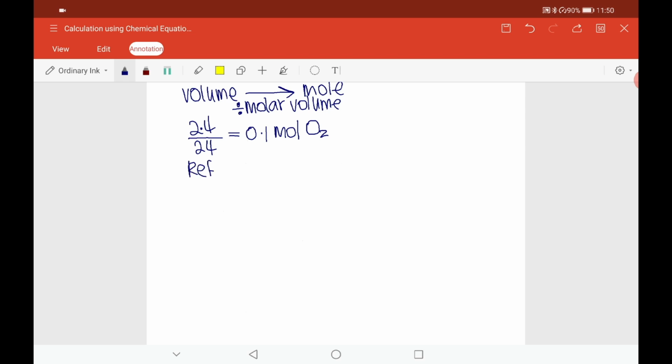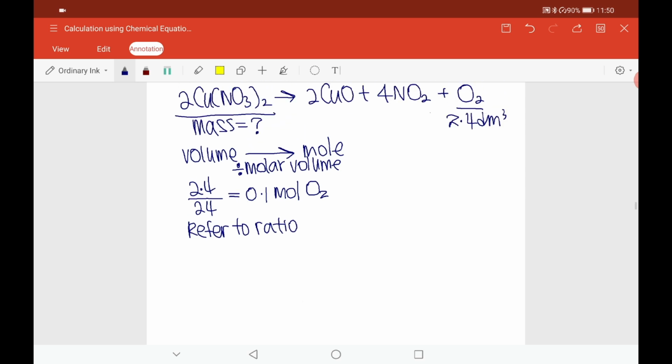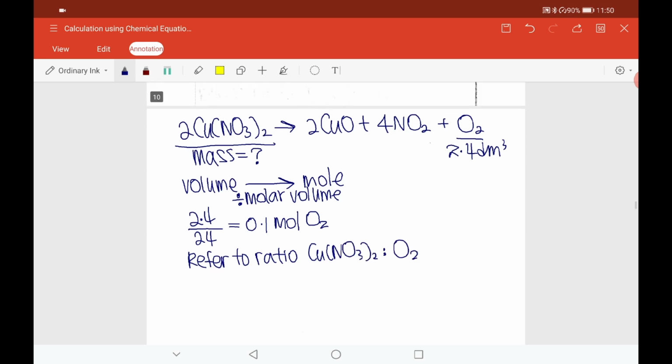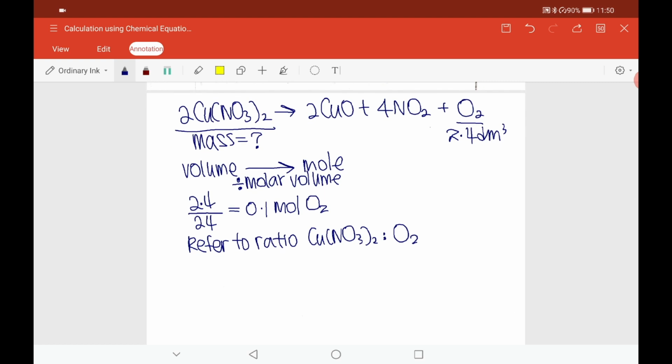Refer to ratio. So the ratio we refer to the copper nitrate that we want and the oxygen that we have. So that's why I asked you to underline. When you underline, you know exactly which one you should focus on. So the ratio, copy the number at the front, 2 and 1. Okay, 2 and 1.